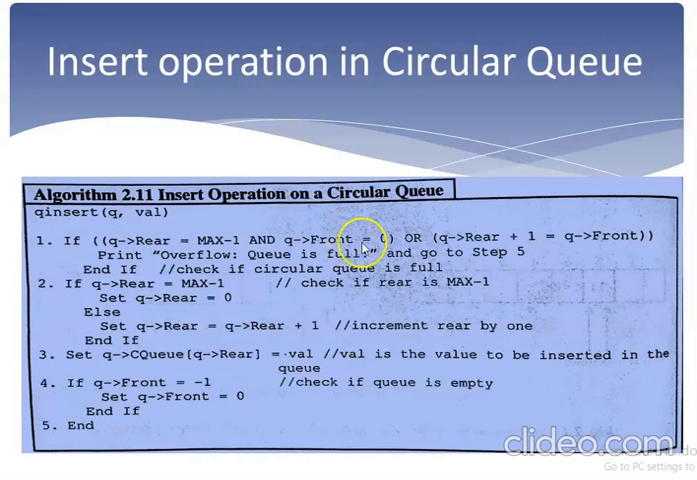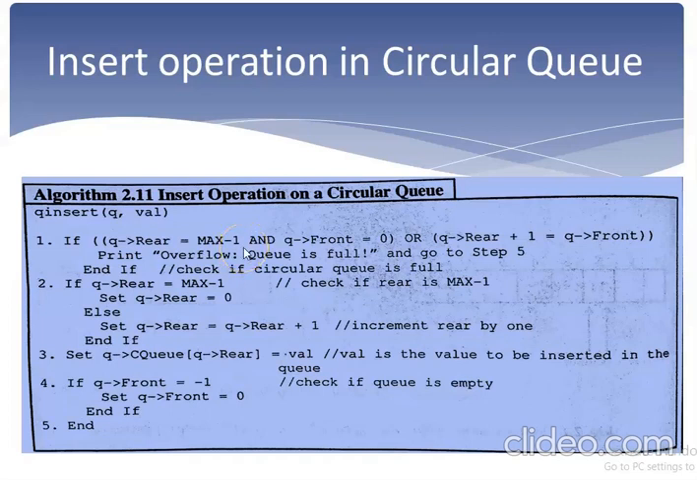if front pointer is pointing to 0 and rear is pointing to max minus 1, then all the spaces are filled with values. In that case, there is no space left in the queue and we cannot add this value into the list. So overflow is being displayed.